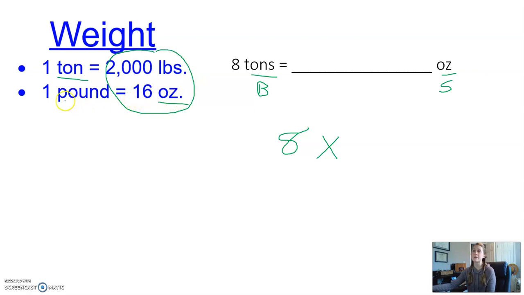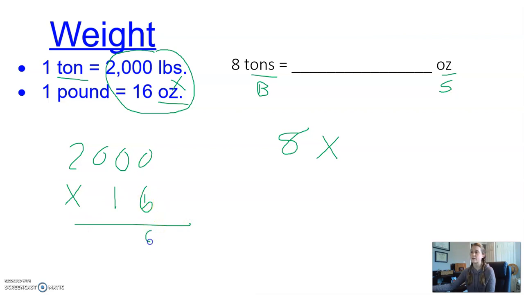If I know 16 ounces are in 1 pound and there's 2,000 pounds in a ton, I can multiply these two numbers together to get how many ounces are in a ton. 2,000 times 16. Here we go. 6 times 0 is 0, 6 times 0 is 0, 6 times 0 is 0, 6 times 2 is 12. Then we say 0 and cross out, 0 and cross out. Keep going.